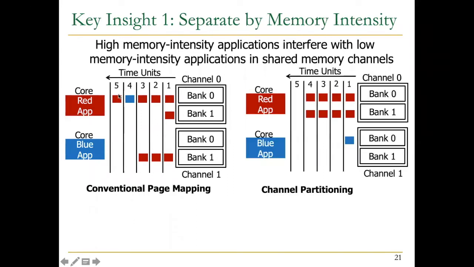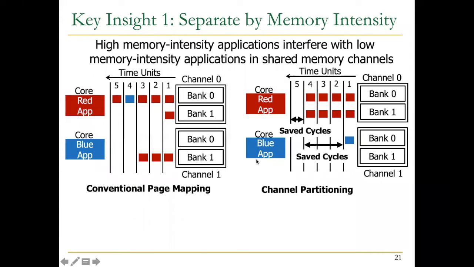Whereas if you were able to map the blue and red applications to different channels, let's say, in this case, both applications benefit. I know it's a cooked up example, but these examples can happen in real life also. Basically, you would save a lot of cycles for the blue application's requests, and you would save 1 time unit for the red application's last request. So that's the idea, basically.